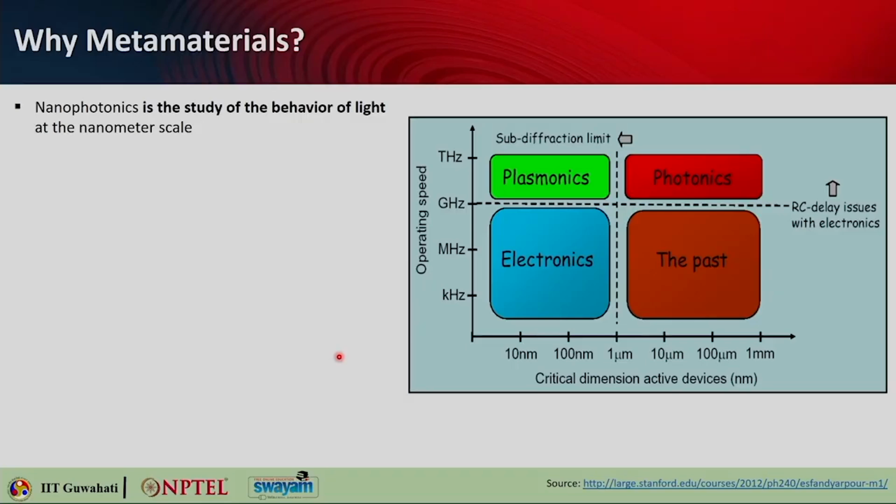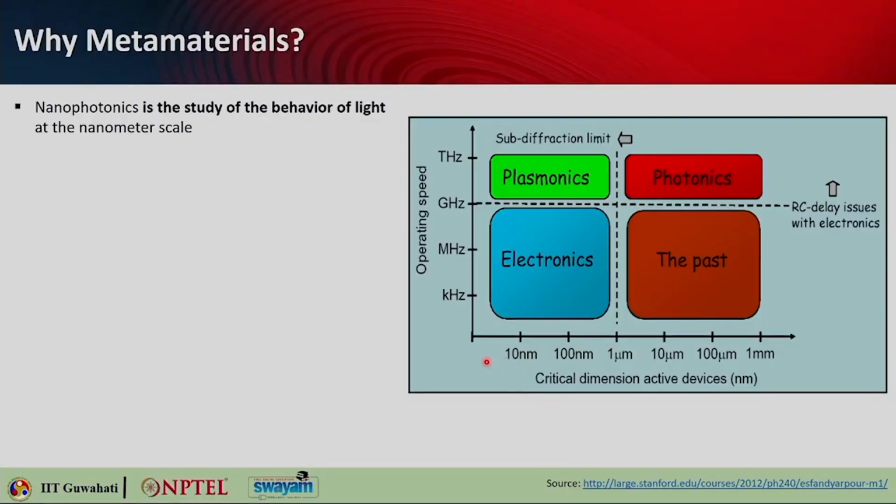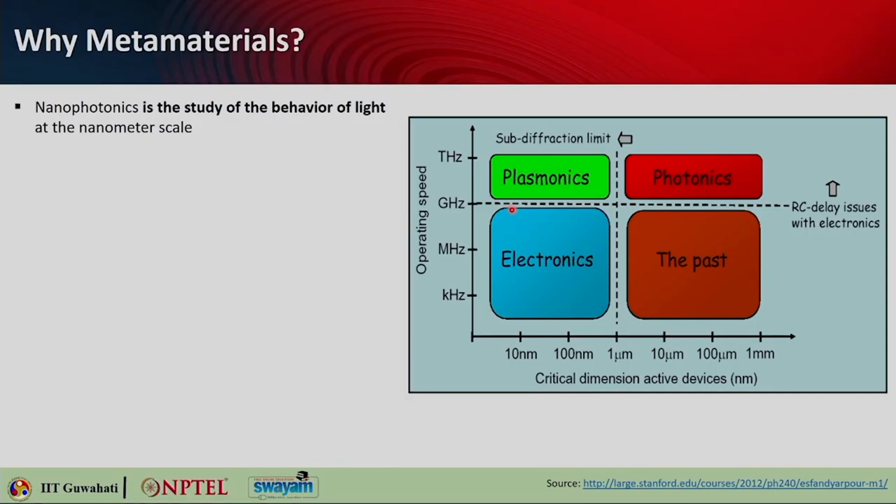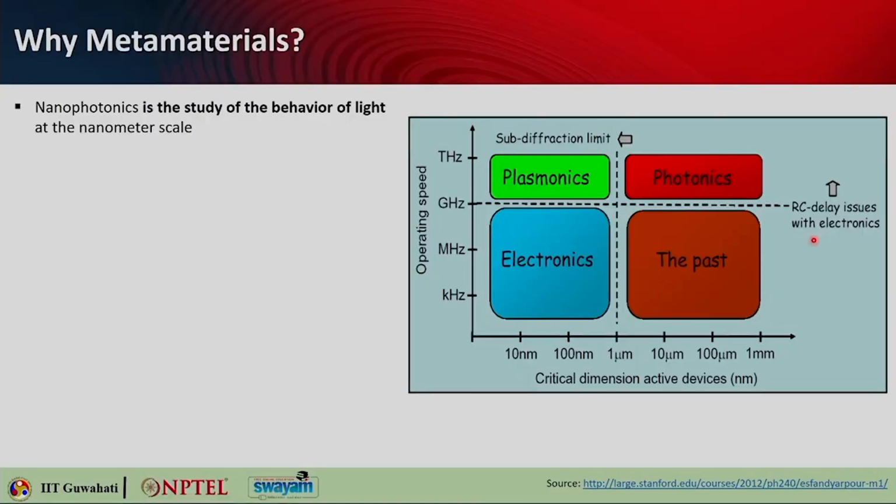Why are we studying metamaterials? If you recollect from the first lecture, we have discussed the technological evolution. We have seen that electronics have done extremely well towards miniaturization of the device dimensions, and it can bring down the critical device dimension below 10 nanometer, and that is perfectly fine. That is why the electronic devices are becoming compact and lightweight day by day. But there is a problem with the speed. The maximum speed electronic circuits can go up to is restricted to gigahertz because of the RC delay related issues with electronics.